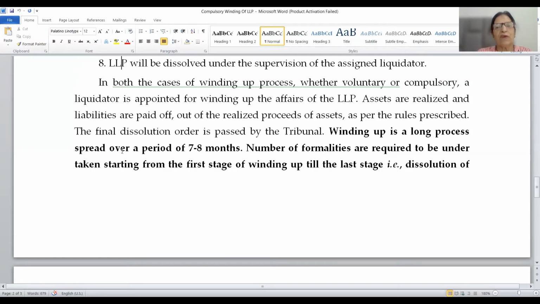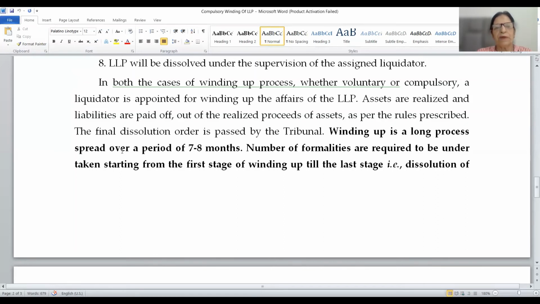In both cases of the winding up process, whether voluntary or compulsory, a liquidator is appointed for winding up of the affairs of the LLP. Because winding up means the affairs of the LLP will come to an end. Life of the LLP coming to an end. Winding up is the initial stage and dissolution is the last stage. Assets are realized, liabilities are paid off out of the realized proceeds of the assets as per the rules prescribed. The final dissolution order is passed by the tribunal, and winding up is a long process.